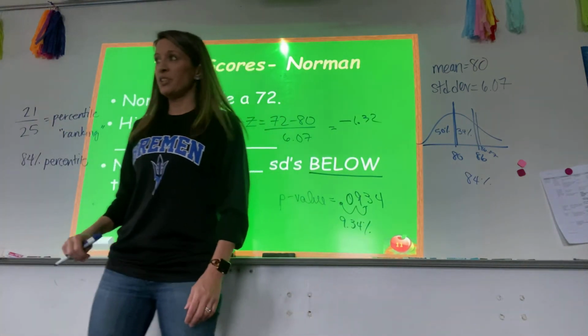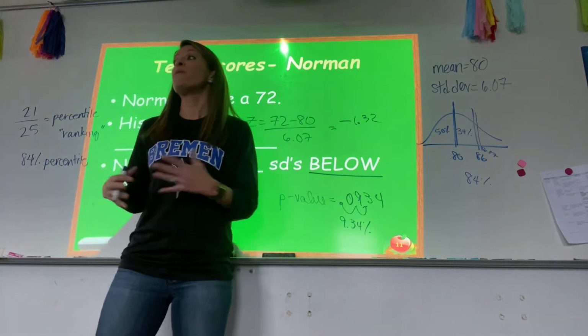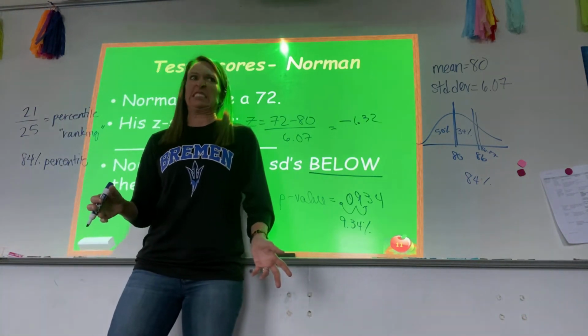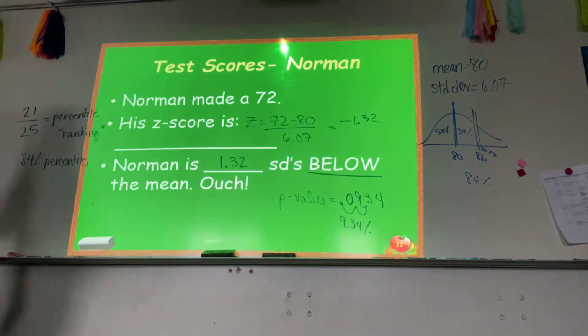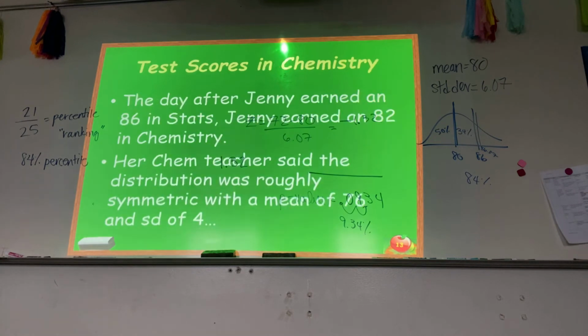That puts him in the 9th percentile. That's rough. You did not do good. That means only 9% of the people fell below him. Norman, let's do better next time, okay? All right, so that just gives you an idea. Again, we use it for comparison.